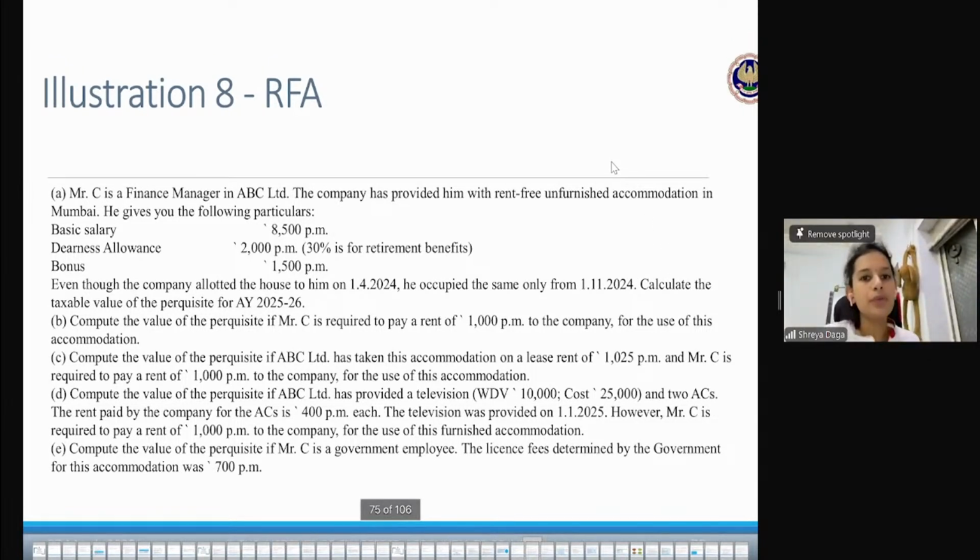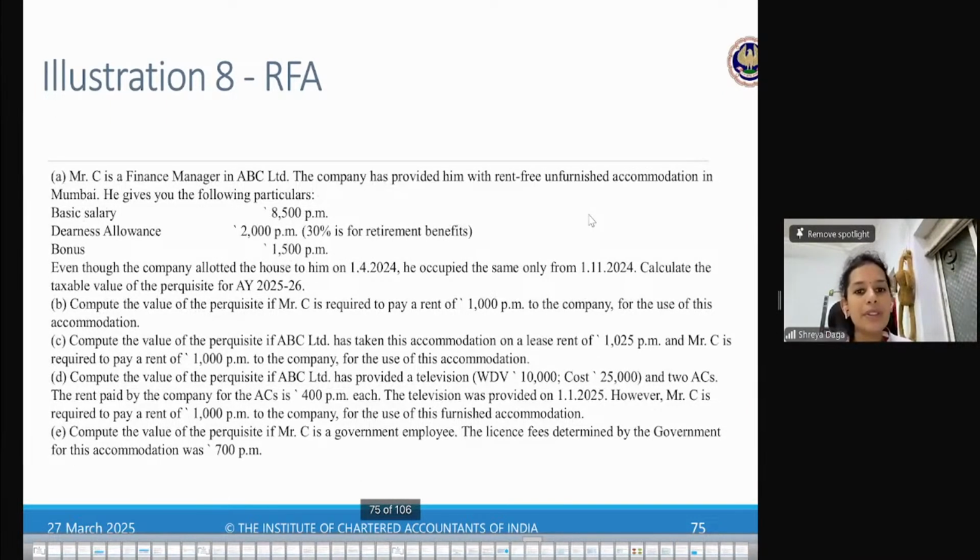Okay, I hope you've read the question. So, Mr. C is a finance manager in ABC Limited. The company has provided him with RFA in Mumbai, and there is a basic, there is a DA. DA part of it forms part, which is 30%. There is bonus. Company has allotted house to him. He occupied only from 1st of November. So actually, the benefit has happened only since November. So November, December, January, February, March, 5 months involved. Calculate the value of perquisite. Let's do only part A first, then we'll do the other parts.